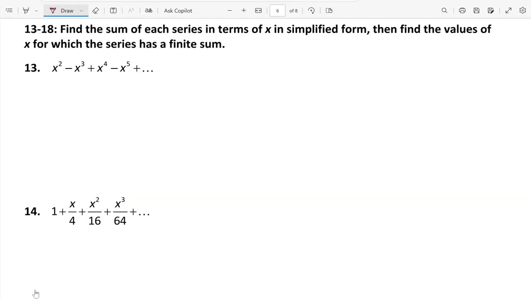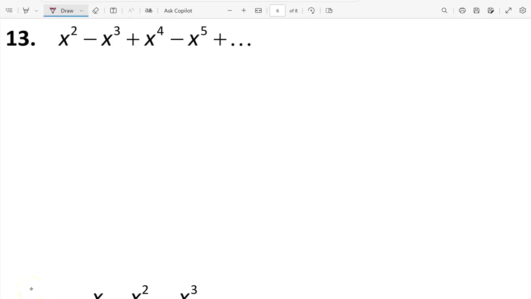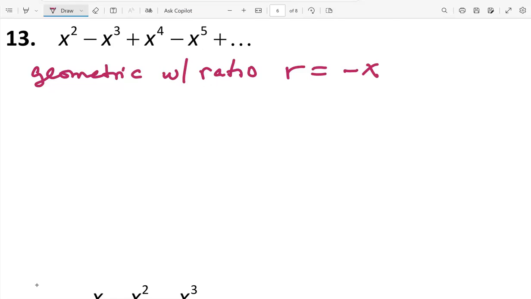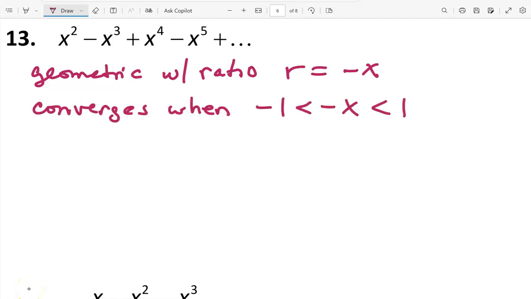form, and then find the values of x for which the series has a finite sum. In other words, find the values of x for which the series converges. The series in number 13 is an infinite geometric series with a common ratio equal to the opposite of x. The series will converge whenever that ratio falls between -1 and 1, and that's an inequality that we can solve by dividing all three parts of the inequality by -1.